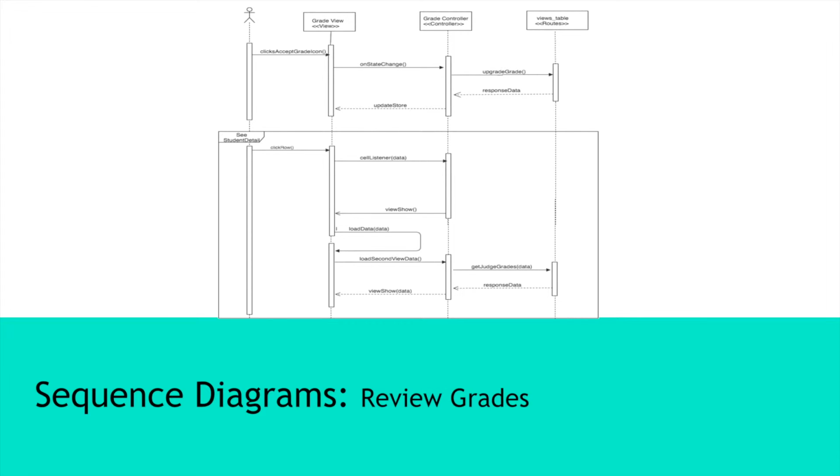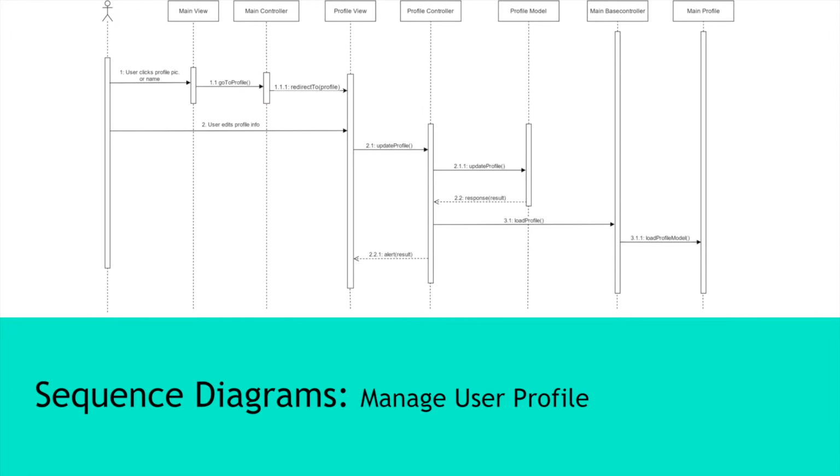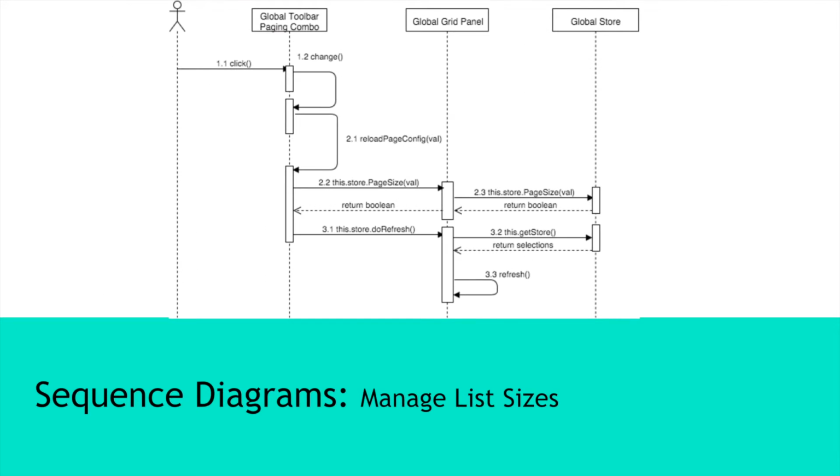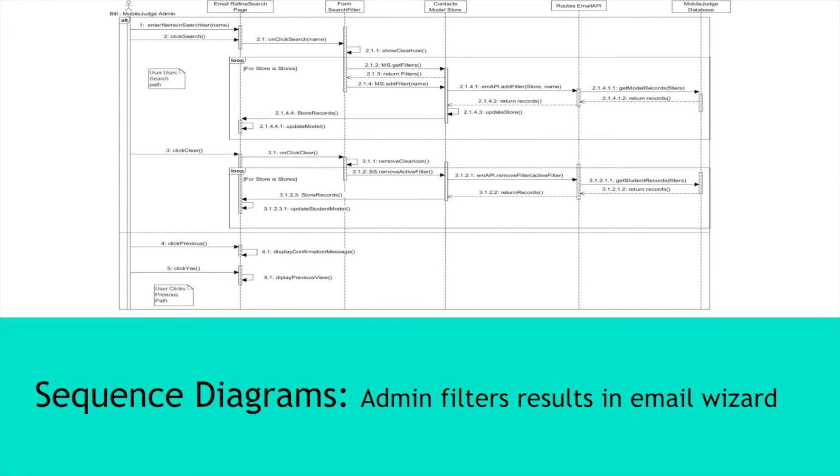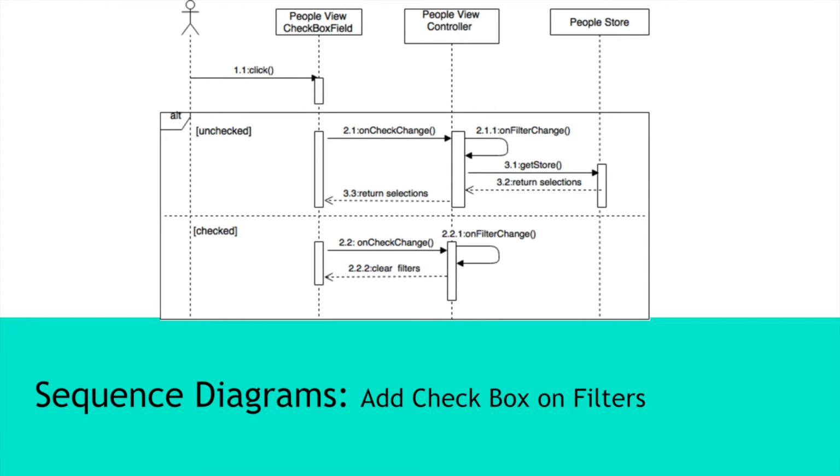Now, these are the sequence diagrams that represent the use cases we went over right now, which are review case, manage user profile, manage list size, unlink user account, the admin filter results, export grades, and the checkbox.